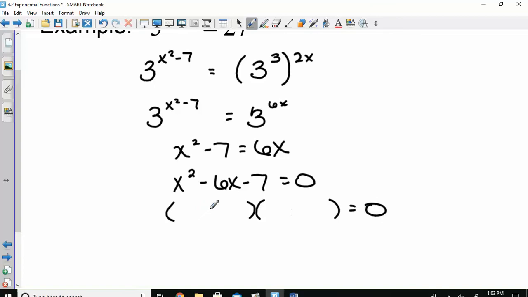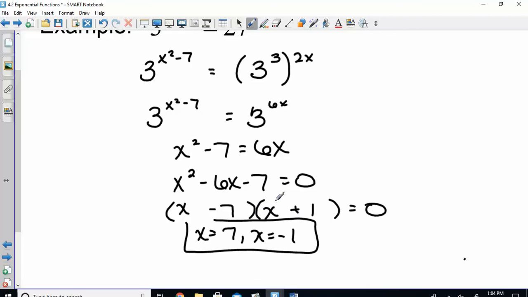So since it's a 1x squared, we can do the shortcut. X squared breaks into x. What multiplies to -7 and adds to -6? So if you set each of those equal to 0, you get x to be 7 and -1. So it is okay to get more than one answer on these. All right.